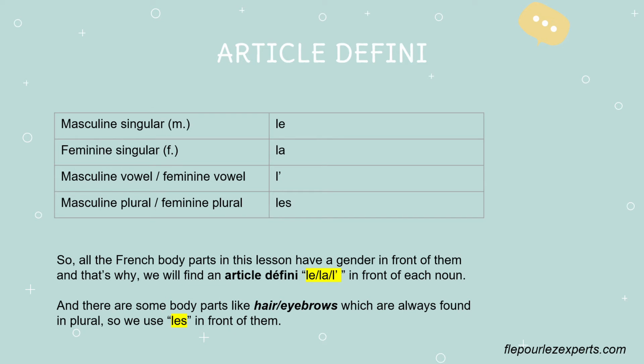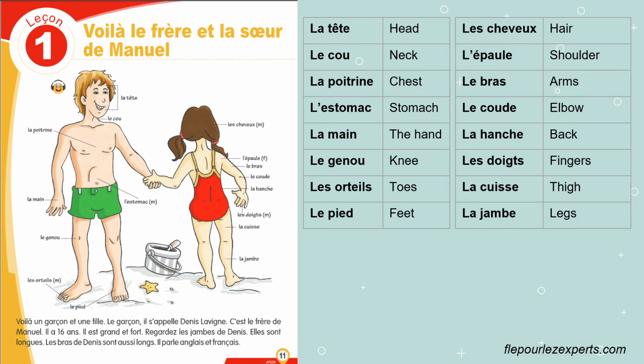So, all the French body parts in this lesson have a gender in front of them. And that's why we will find an article défini, le, la, L apostrophe, in front of each noun. And there are some body parts like hair, eyebrows, which are always found in plural. So we use les, L-E-S, in front of them. Now if you're ready to learn the body parts, let's start.